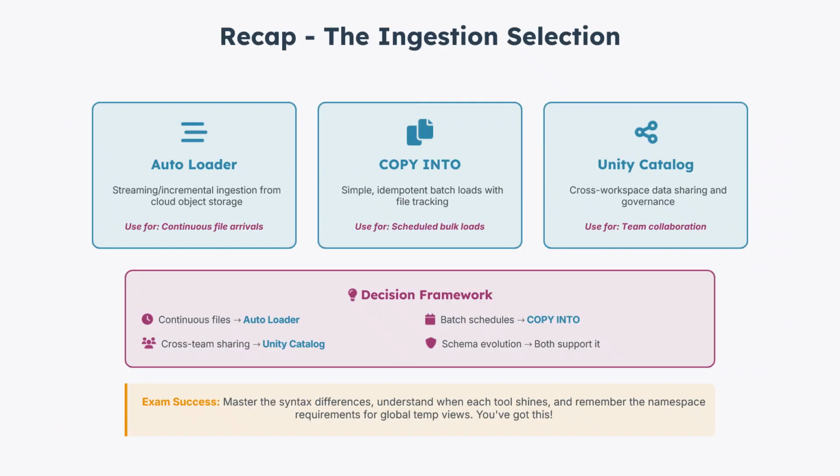To recap, Autoloader is for streaming and incremental ingestion from cloud object storage. Use it for continuous file arrivals. COPY INTO is for simple idempotent batch loads with file tracking. Use it for scheduled bulk loads. Unity Catalog is for cross-workspace data sharing and governance. Use it for team collaboration. The decision framework is: continuous files go to Autoloader, batch schedules go to COPY INTO, and cross-team sharing goes to Unity Catalog. Both Autoloader and COPY INTO support schema evolution.